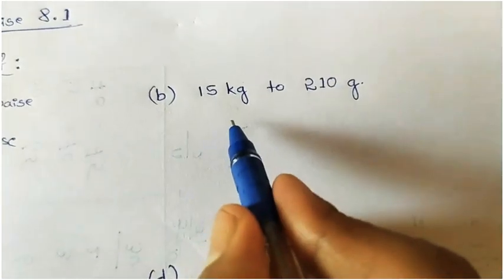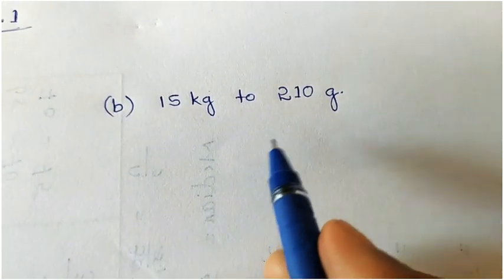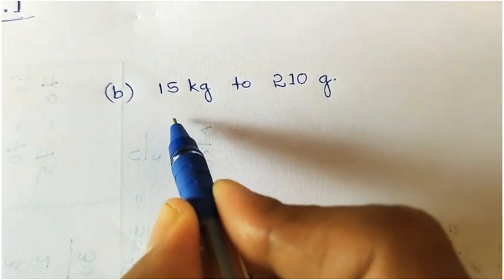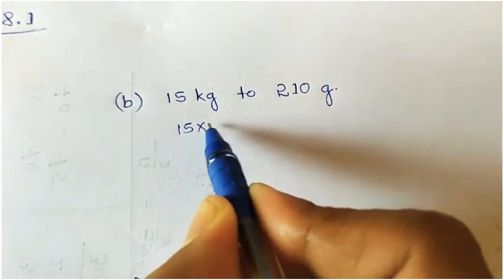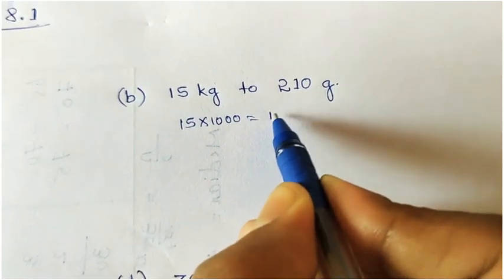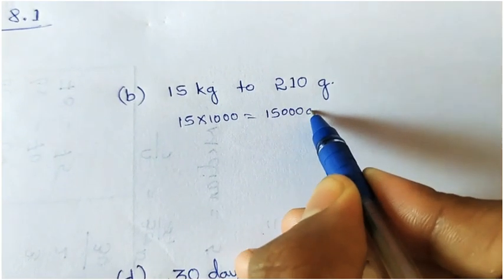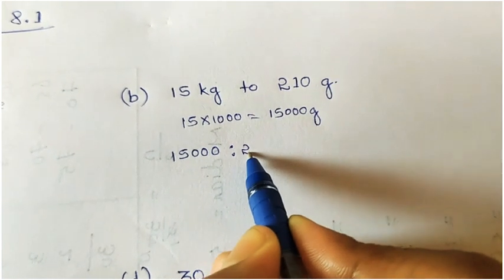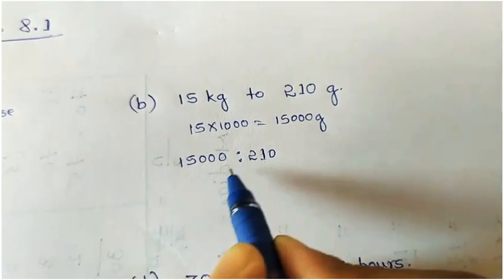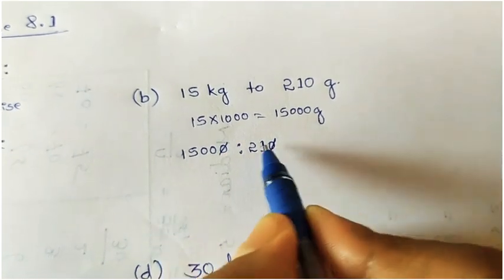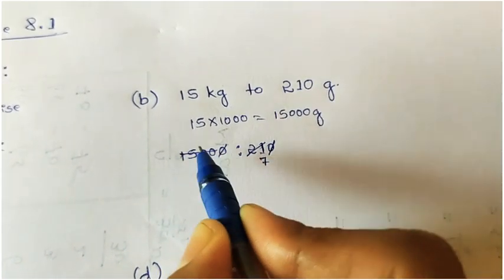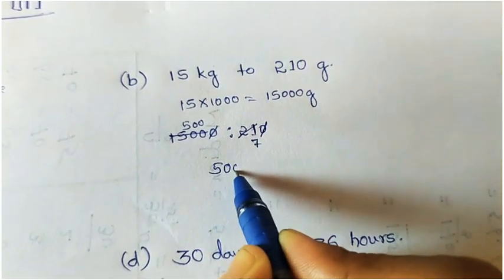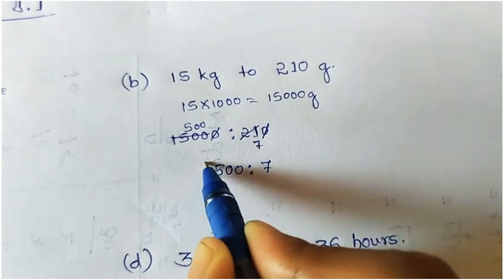Similarly here, 15 kg to 210 grams. So 15 kg converted into grams. For 1 kg, how many grams? 1000. So 15 into 1000, here we will get 15,000 grams. So 15,000 grams is to 210 grams. Again cancel it, 0 and 0 get cancelled, 3 sevens are 21, 3 fives are 15, and remaining 2 zeros. So our required ratio will be 500 is to 7.